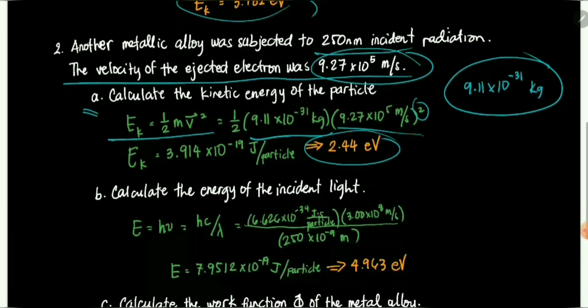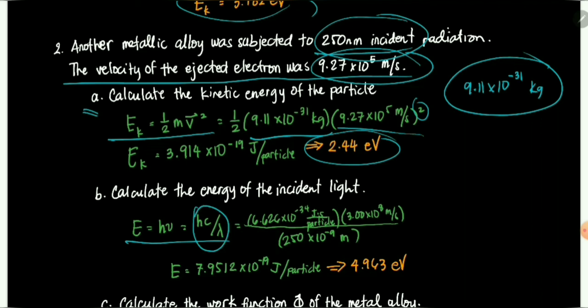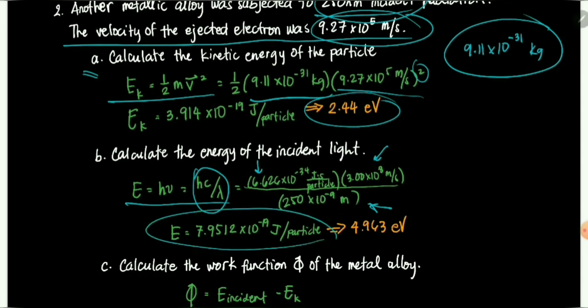Okay? So for letter B, calculate the energy of the incident light. So meron tayong wavelength ng incident light. We will just use E is equal to hc over lambda or h nu. So mas maganda gamitin to since given ay wavelength. So substituting the values, we have 6.626 times 10 to the negative 34, that's h. 3 times 10 to the 8, that's c. And yung ating 250 times 10 to the negative 9 meters, that's the 250 nanometers. So you will get the value of 7.9512 times 10 to the negative 19 joules per particle. So kapag kinonvert niyan sa electron volts, you will get 4.963 electron volts.